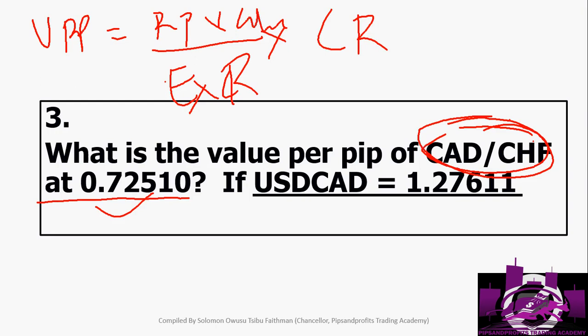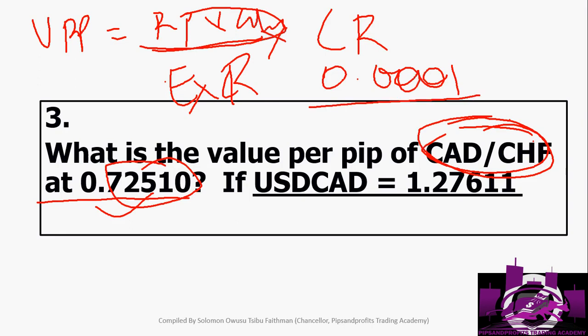Okay, so how do we get the pip value? The pip value, we can take it from the number of digits. Here we are having 5 digits. So since we have 5 digits, the pip value is going to be 0.0001. Okay, and then we divide it by the exchange rate.